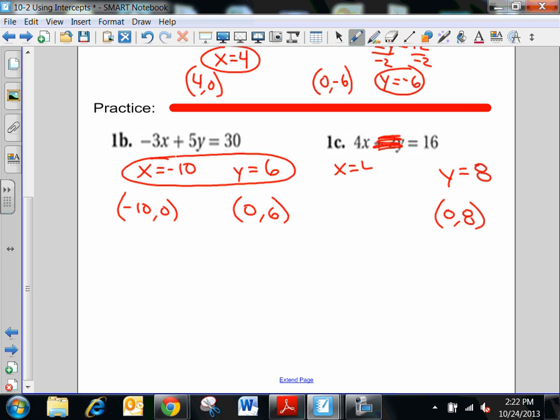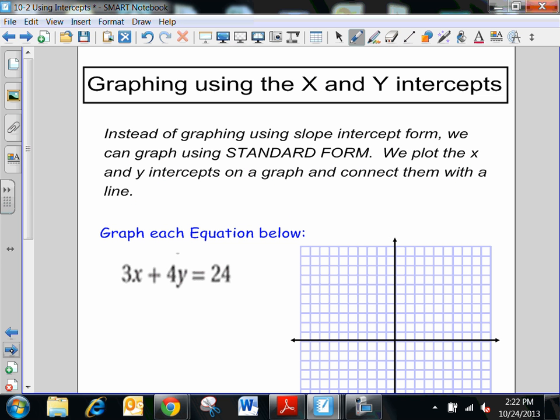X would be equal to 4. So 4, 0 would be my x-intercept for that problem. So those two are my answers for x and y-intercept on those problems. Okay. Next thing is graphing using the x and y-intercepts.